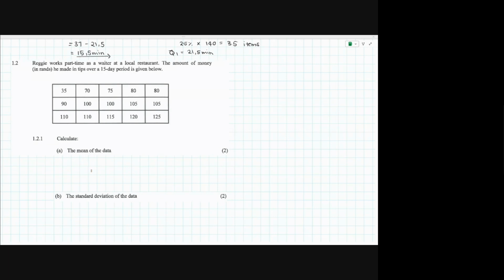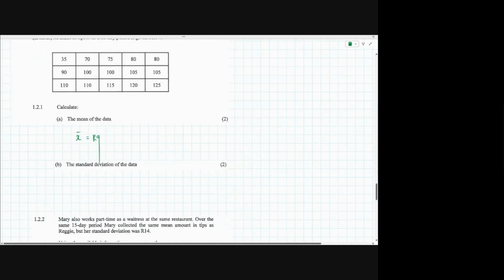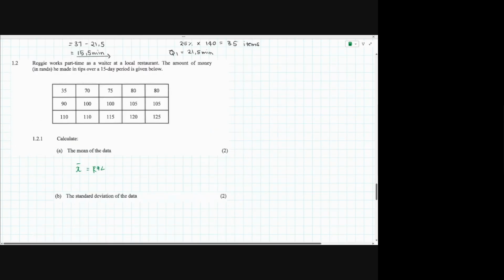Okay, so Layla has put it in the chat. Our mean, x bar, was 94 and 67 cents. Our standard deviation was 22 and 69 cents. If you don't put the rand symbol there at all, it's not the end of the world. Bear in mind, we are talking about rands, so you should have the unit there, but it really is not the end of the world. Okay, so if you forgot, don't stress about it.